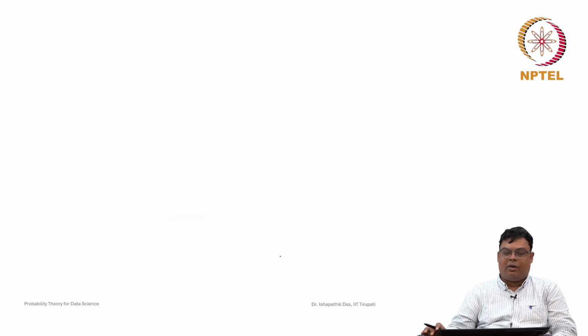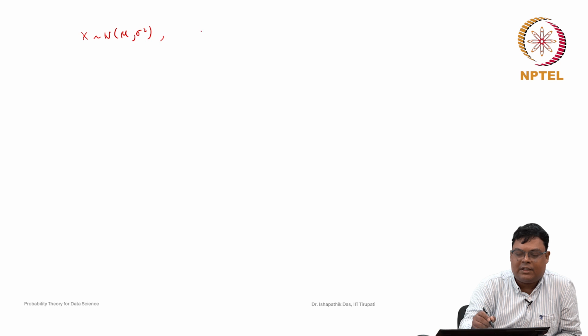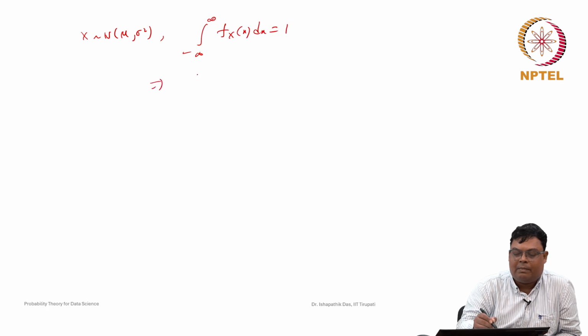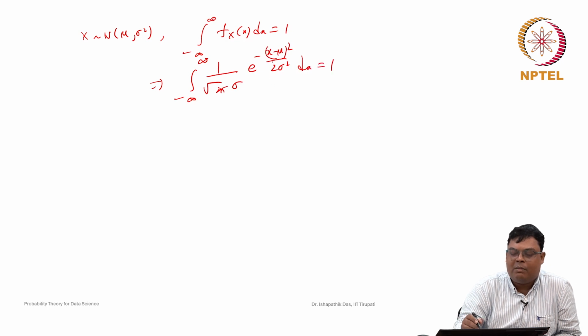We have already computed that whenever X is normal mu sigma square and f_X is the density function, the integration from minus infinity to plus infinity of f_X(x) dx is equal to 1. That is, 1 by root 2 pi sigma e to the power of minus (x minus mu) whole square by 2 sigma square dx is equal to 1. Note that this is true for any real mu and any sigma greater than 0. So if you take mu equal to 0 and sigma equal to 1, it is also true, and we get 1 by root 2 pi e to the power of minus x square by 2 dx equal to 1.